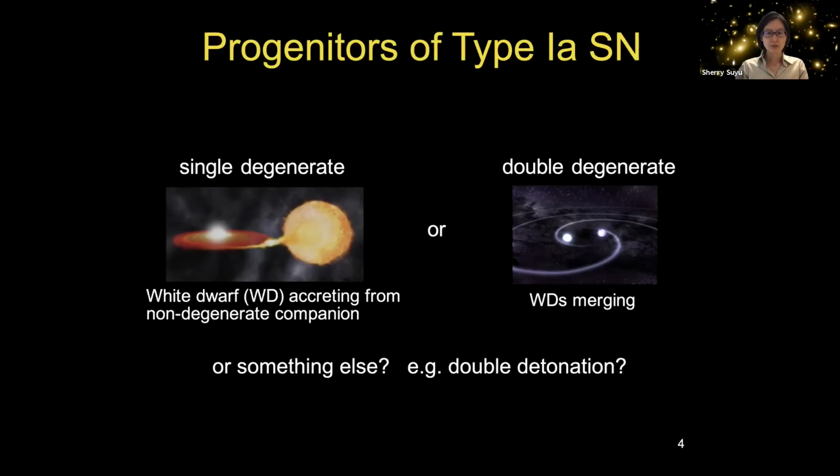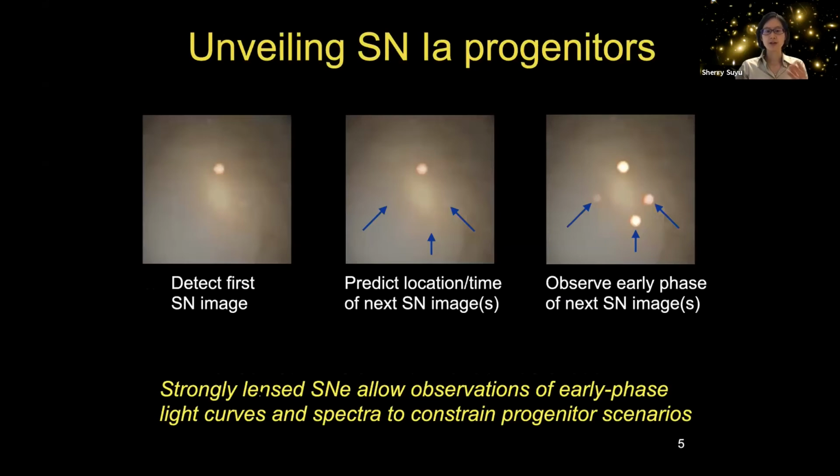Or it could be a mix of these two mechanisms or some other mechanism such as double detonation. And it turns out strong lensing really helps you in probing the progenitor system, because strongly lensed supernovae will allow you to observe the very early phase light curves and spectra of supernovae to constrain the progenitor scenario. So the idea is that we can detect a lens supernova system based on the first appearing image, predict when the next ones are going to happen, and then we can observe the very early phase of a supernova, and that provides information regarding the progenitor scenario, whether it has a companion regular star or a companion white dwarf or something else.